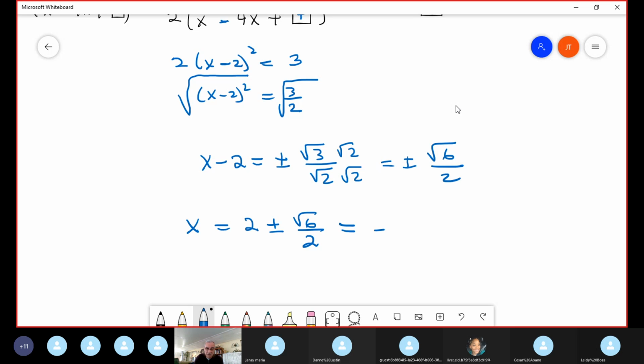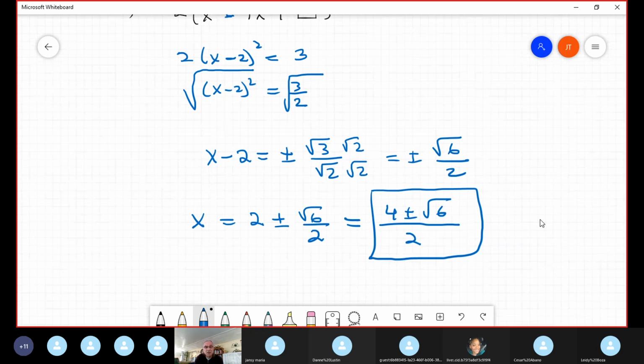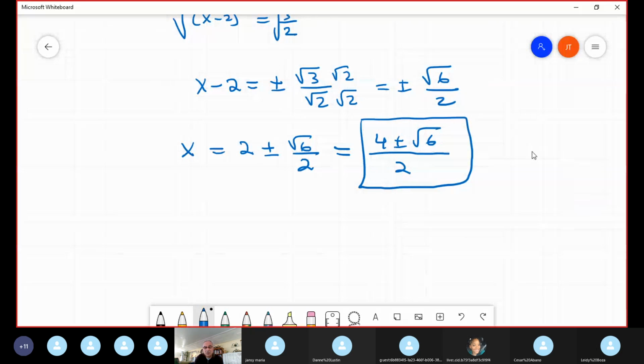Actually, but much better in my opinion is to put it together in one common denominator: get 2, to say 4, plus and minus radical 6, all over 2. I suppose you understand the last part. Yes or no? You understand the last part? How we combine two fractions in only one common denominator, or no?